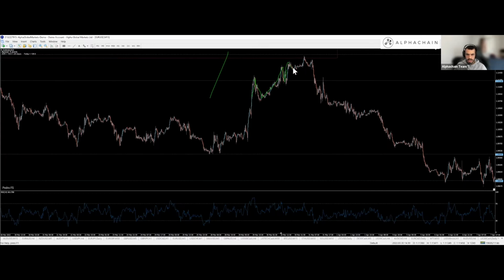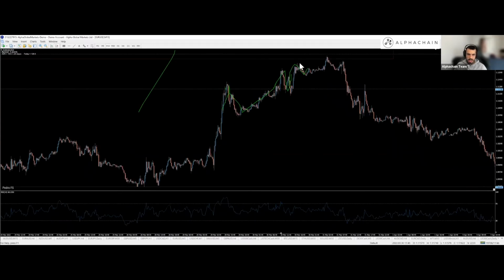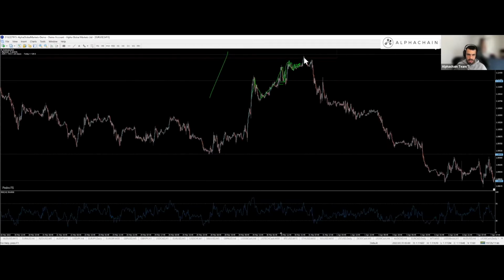As price is going like this, you can see the amount of wicks, the amount of indecision that is being created in there. You see that price is going down, even managed to break a few lows. Same pattern in here, and then eventually price goes there.